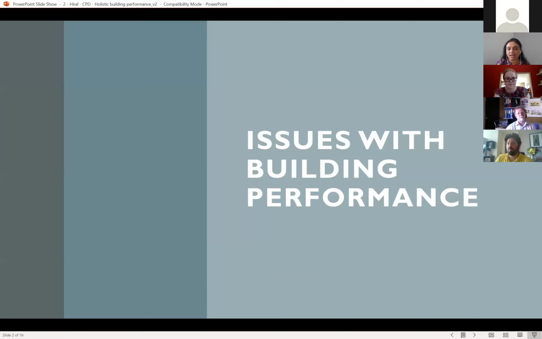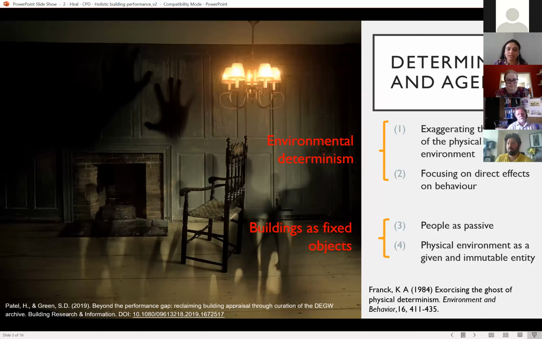However, there are some conceptual issues with some of the techniques, and that's where I would like to start. One of the issues around the approaches to building performance evaluation has to do with how we think about buildings themselves, and that relates to two ideas. One is determinism, environmental determinism. In that case, we exaggerate the influence of the physical environment too much, and we think about people as passive and don't really take into account the agency that people have. That is also linked with the aspect that the physical environment is often thought about as a fixed entity, and not as something which evolves over time. So the idea that performance also evolves over time is something we probably need to think about when we are doing building performance evaluations.